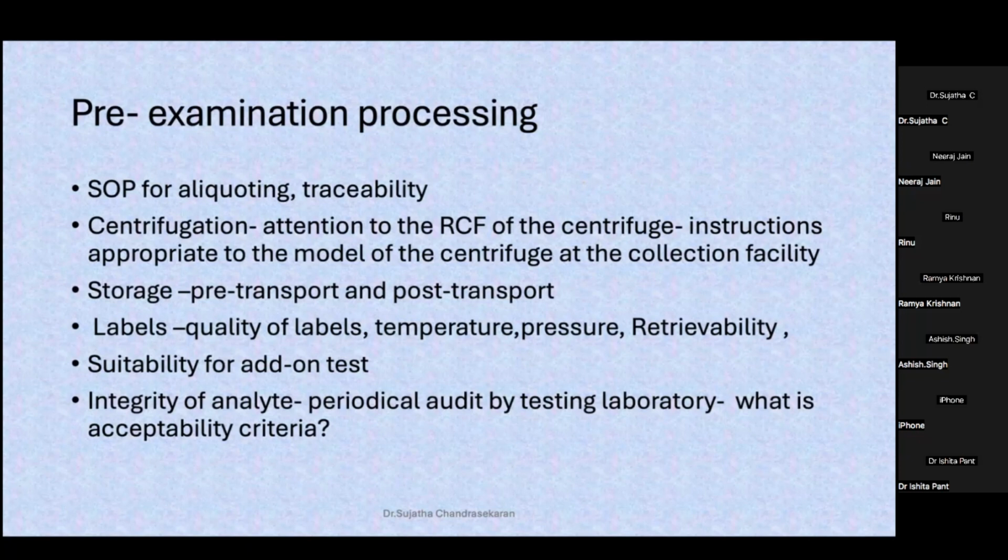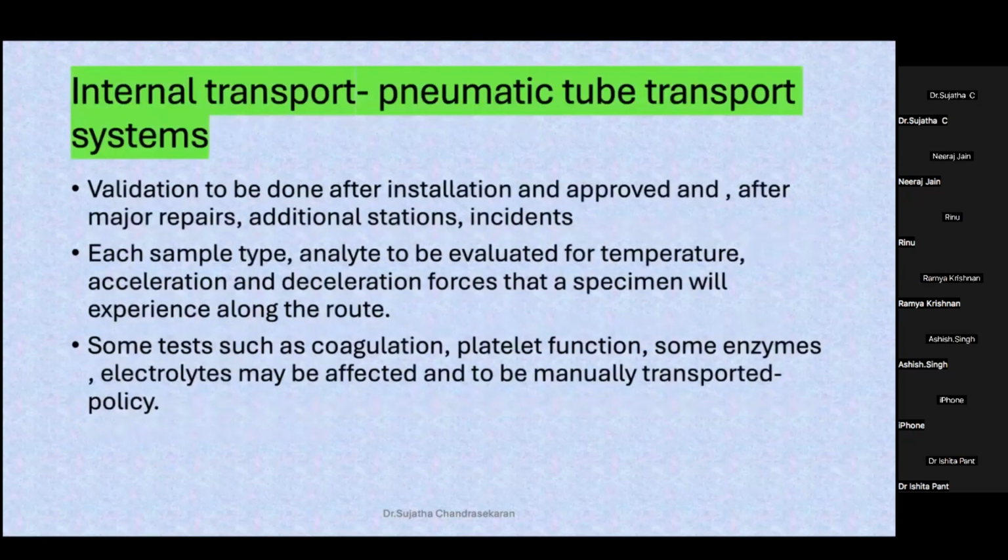is by periodical audit of the process, right? You cannot, it's impossible to have an acceptability criteria because we don't know what was the starting point with the patient. It's only a process audit that is going to ensure that everything is complied with. Prevention only is the way in pre-examination. Right. Then internal transport system.